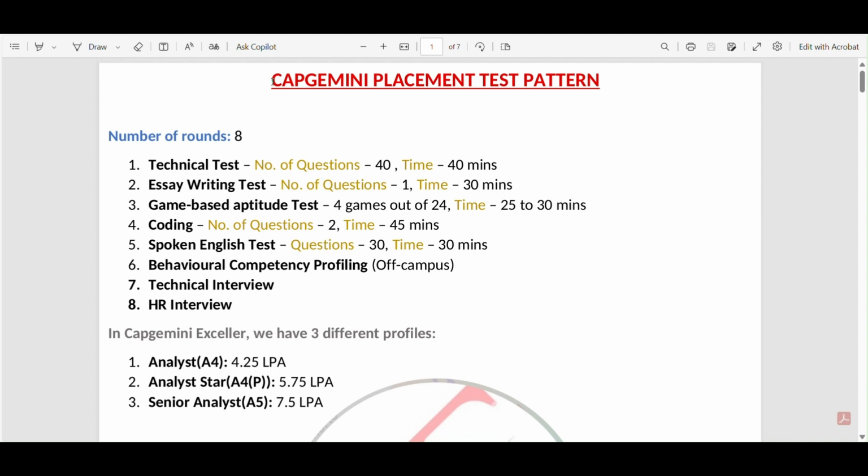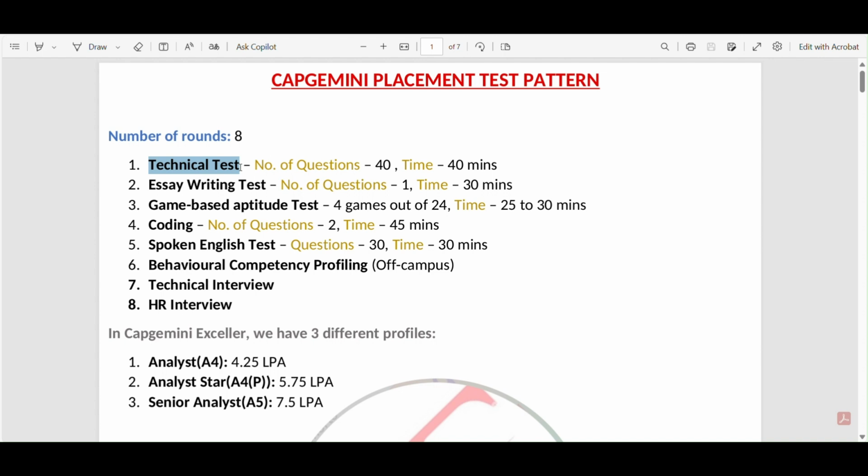Okay, so in Capgemini we are having 8 rounds, on campus or off campus. Both will be having 8 rounds, right? Means in on campus one round will be eliminated. See, this round was eliminated and this was not there in on campus. So in off campus we are having this behavioral competency profiling. So let's get into all the rounds first, a brief explanation of all the rounds.